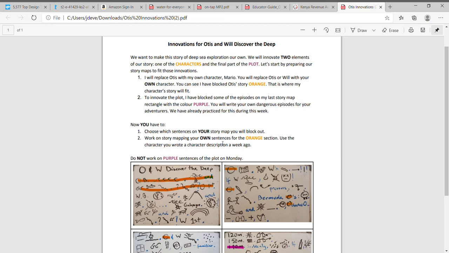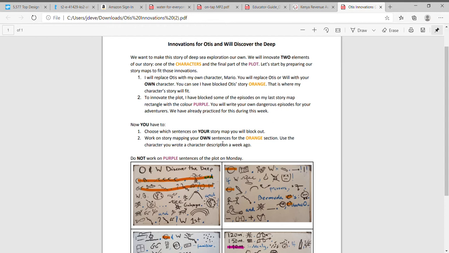Today in English, we have a very important day. If we get today right, it's going to make next week's writing a lot easier. Today, we're going to work on our innovations for Otis and Will Discover the Deep. We want to make sure that when we write this story, we can feel that this story is our own.